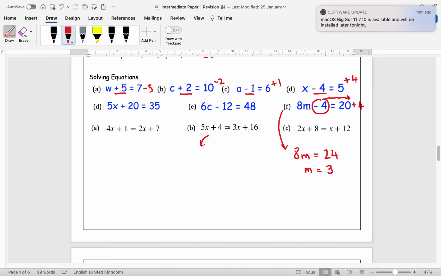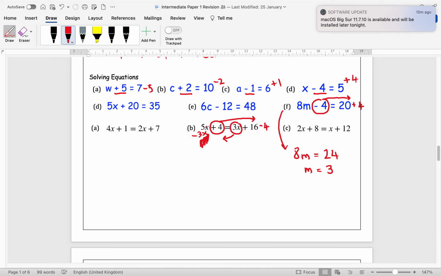Something a bit different, this one, okay? We only mentioned this once. The plus 4 still comes over as minus 4, like we've done in all our questions so far. But when you've got x's on both sides, you also have to move the 3x over to the left-hand side, the x side, okay? A plus 3x here actually becomes minus 3x on this side. So the plus 4 becomes minus 4, and the plus 3x becomes minus 3x.